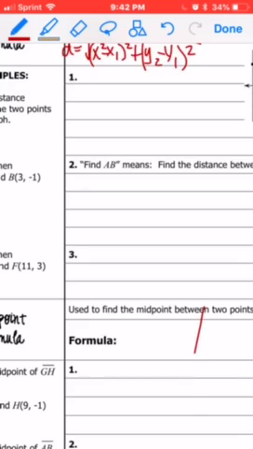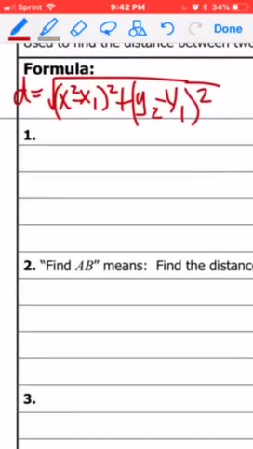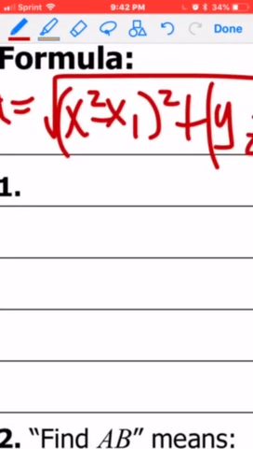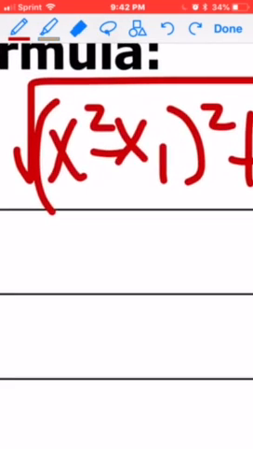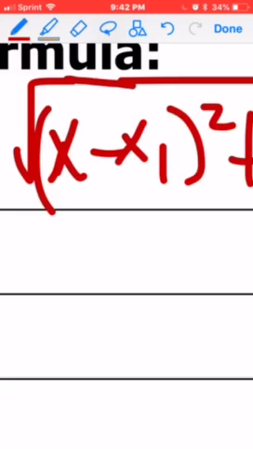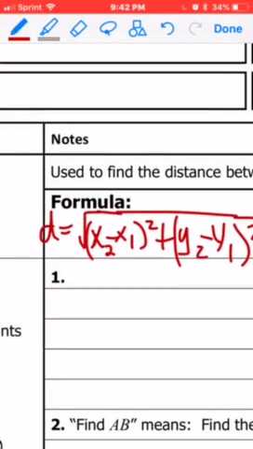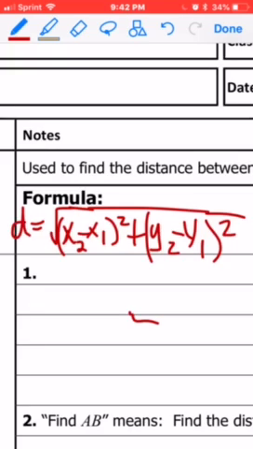I wrote the distance formula already for you, so please copy that down before we begin. It is d equals the square root of x sub 2, not squared, x2 minus x1 squared plus y2 minus y1, that quantity squared. Okay, that's the distance formula.